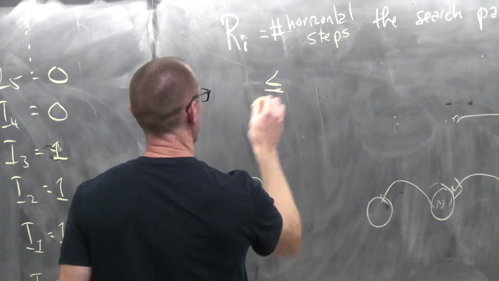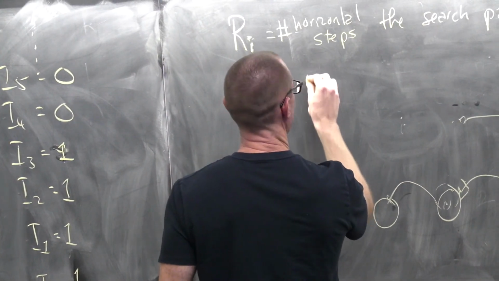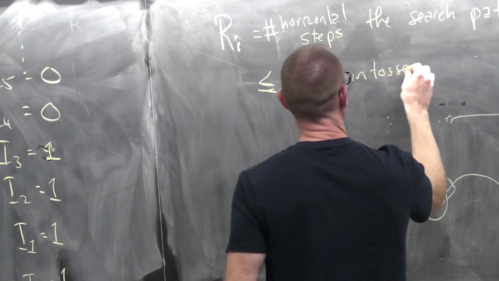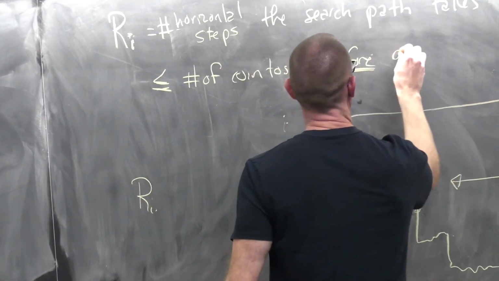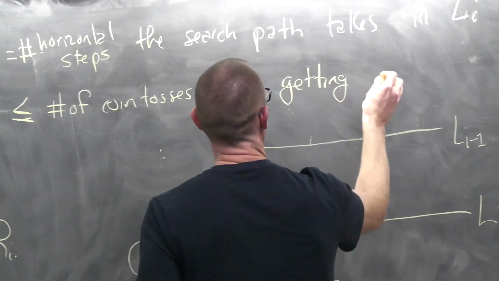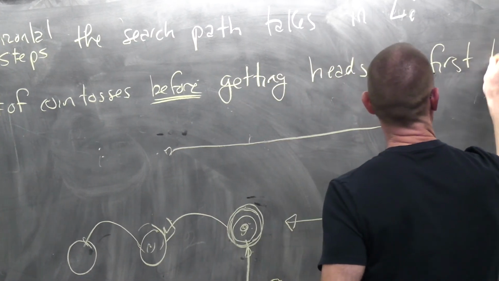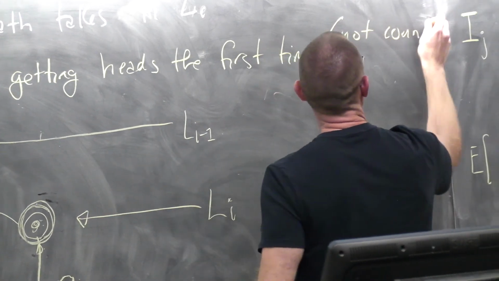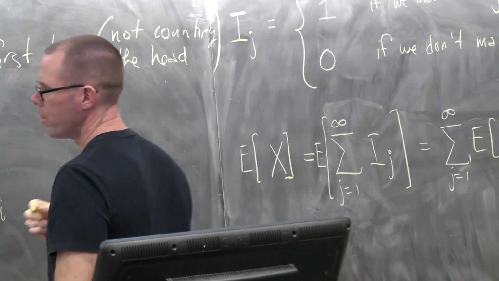Okay? So R sub I is almost the same thing, and I'll put an inequality here and say that's just like the number of coin tosses before getting heads the first time. And explicitly here, not counting the one that came up heads.